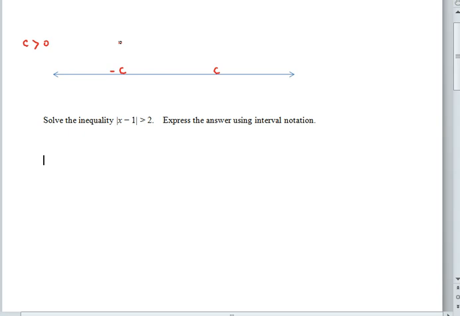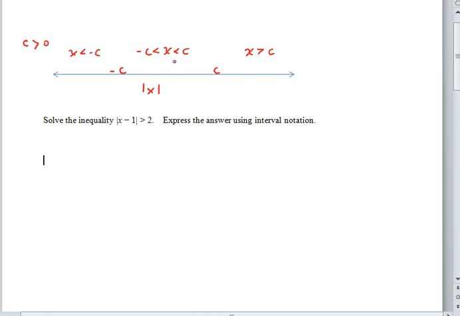These two numbers separate the number line into three intervals, where x is less than negative c, where x is between positive and negative c, and where x is greater than c. Although there are three intervals, when we consider the absolute value of x, there are only two options.